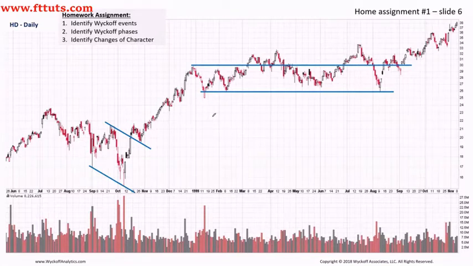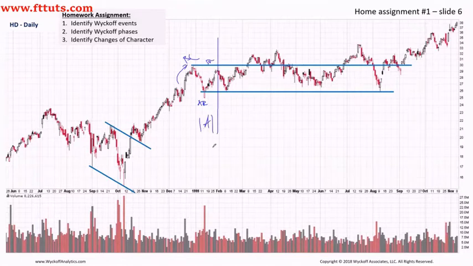And sure, Nilesh, let's start with phase A. Sure, that would be the buying climax where your pointer is, and the downward reaction would be the automatic reaction, and then we have a secondary test. That will be phase A.